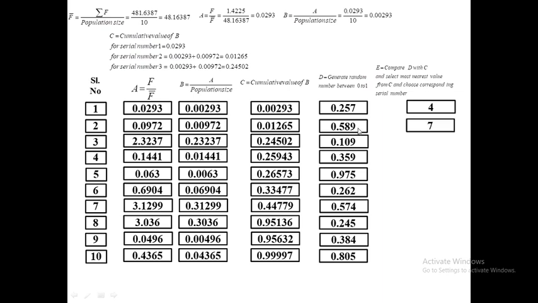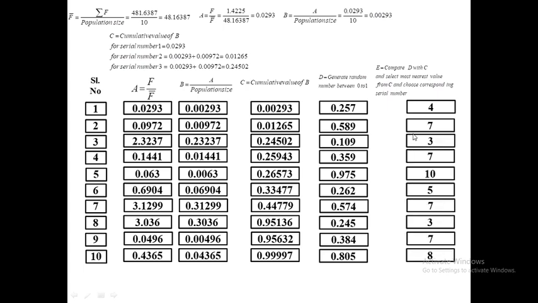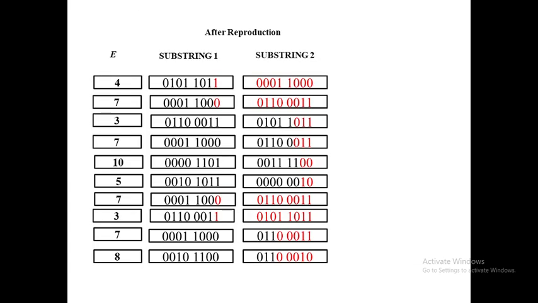Now if I compare 0.589, the second random number, with all the C values available in the column, the nearest value is 0.4479, so I choose 7 as the E value. Likewise, I generate, compare and get the serial numbers as the E values. After getting this, I go for the next step.